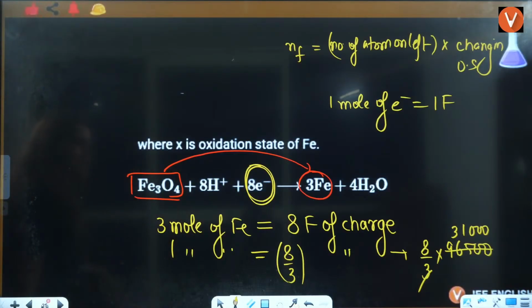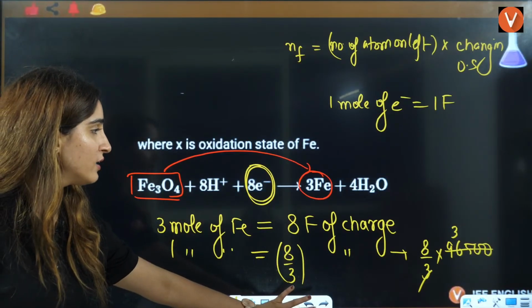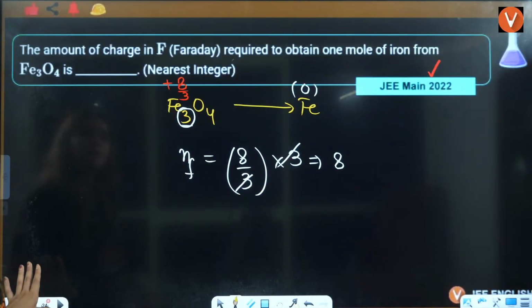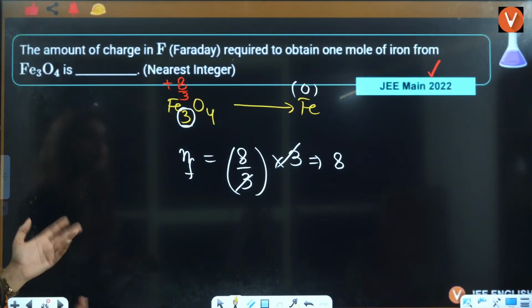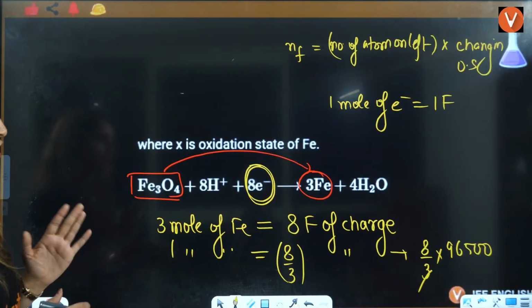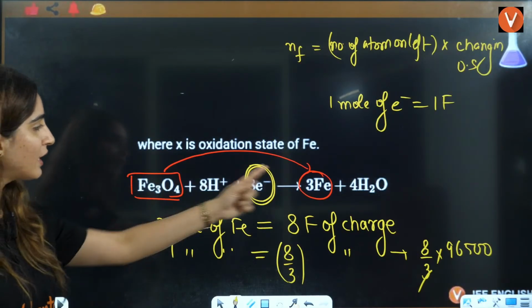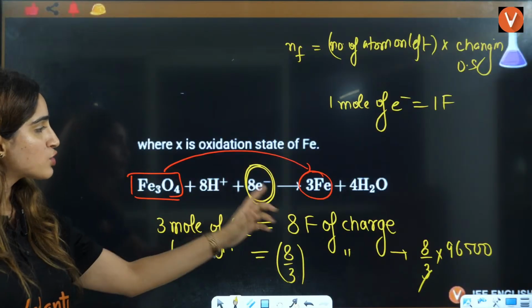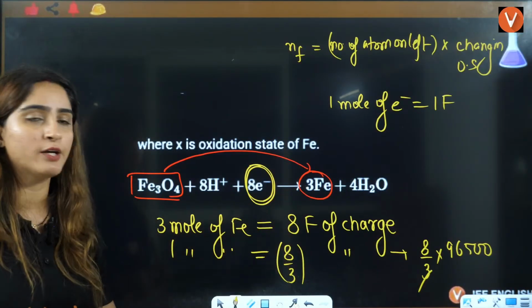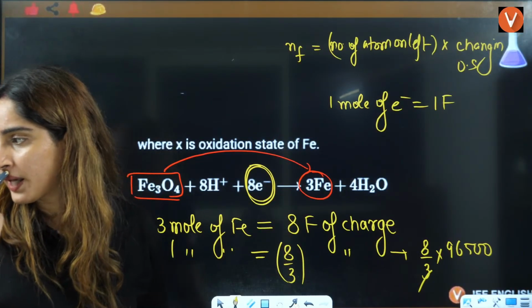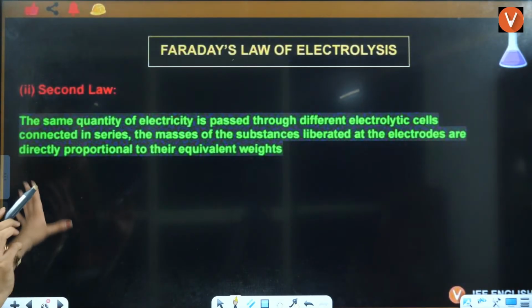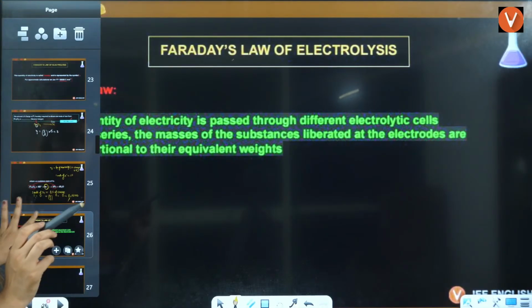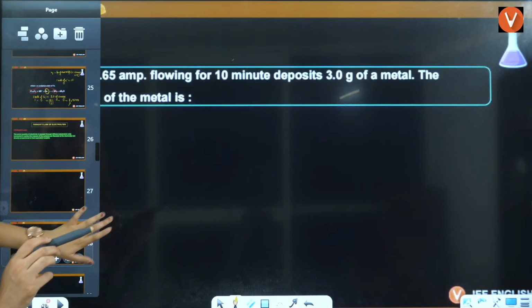They asked you in terms of Faraday, right? So that's how you calculate this. For 3 mole, you have 8 Faraday. So for 1 mole, this will be 8 by 3. Okay? Yes, everyone. Now, instead of the second law, we'll firstly do some questions of the first law.